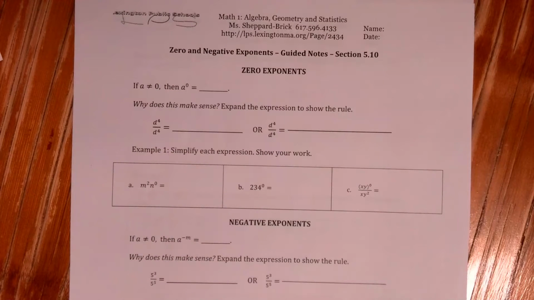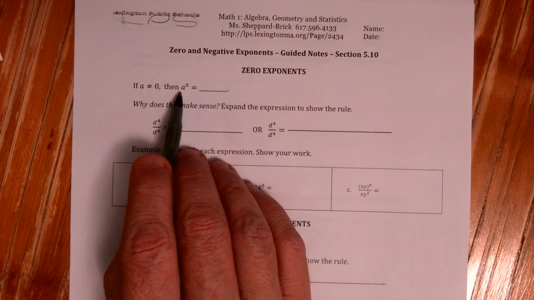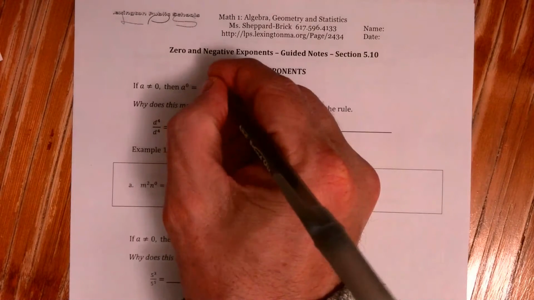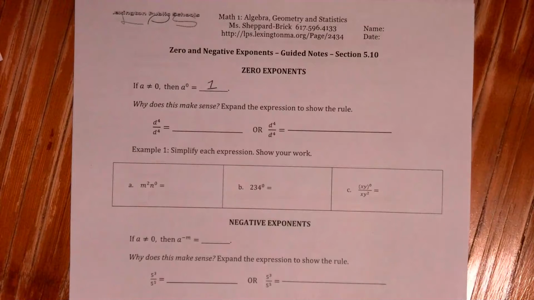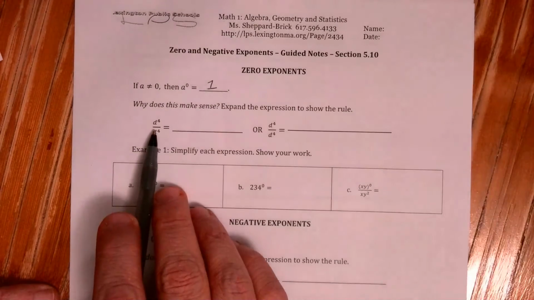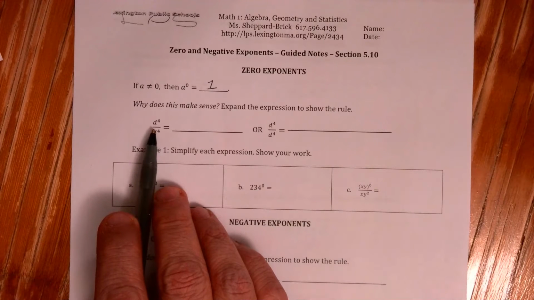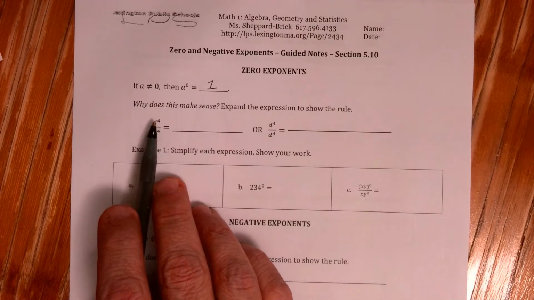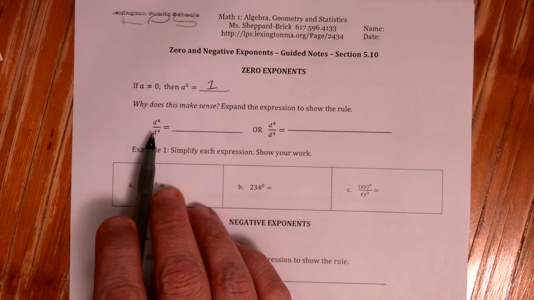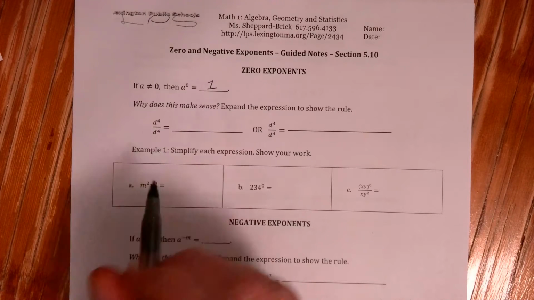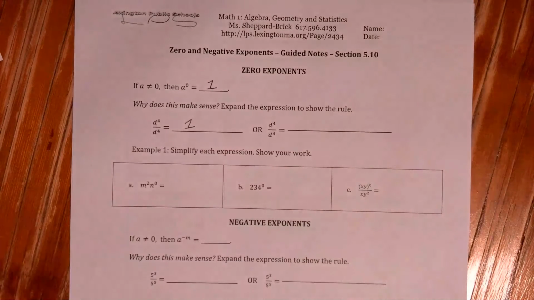So here we go. If a is not 0, so if the base is not 0, anything raised to the exponent of 0 is 1. Why is that the case? Let's look at it with things you've learned before. Anything divided by itself is 1. 4 divided by 4 is 1. 6 over 6 is 1. x over x is 1. So d to the 4th over d to the 4th is just equal to 1, because we're just dividing some number, whatever it is, by itself.